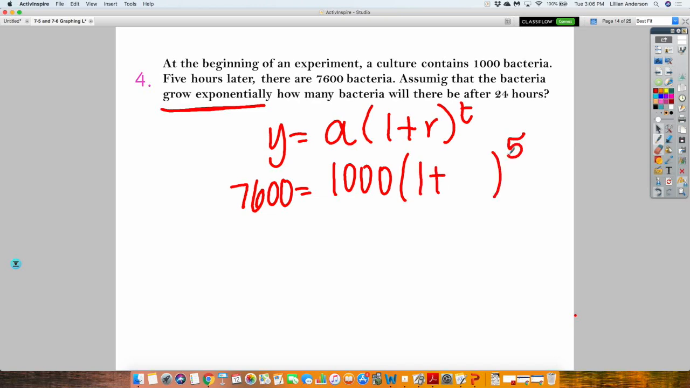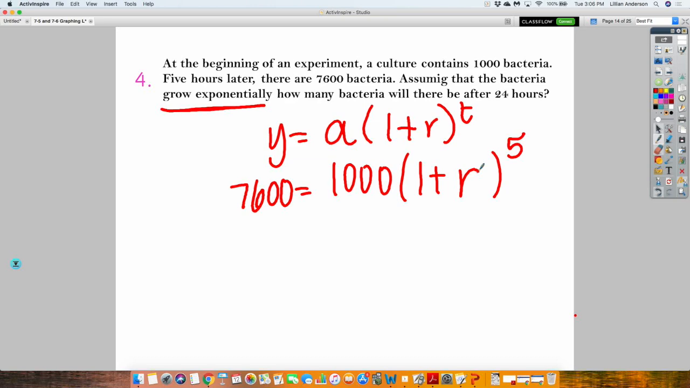That's what we're looking for? Okay. Well, not quite. That's not what I'm looking for, but I need it to figure out how many bacteria there will be after 24 hours, right? Okay. So here, I need to solve for R.